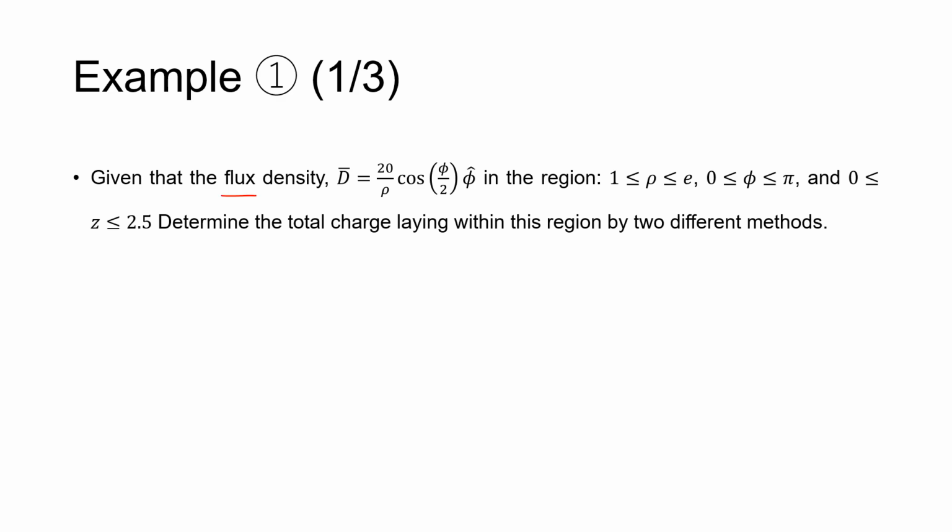We are given a flux density D in the direction of phi, and the magnitude of this is just 20 over rho multiplied by cosine phi over 2. And we are also given where this is valid. In terms of rho, it's from 1 to e. In terms of phi, it is from 0 to pi, and in terms of z, it is just between 0 and 2.5. And the question is to determine the total charge lying within the region.